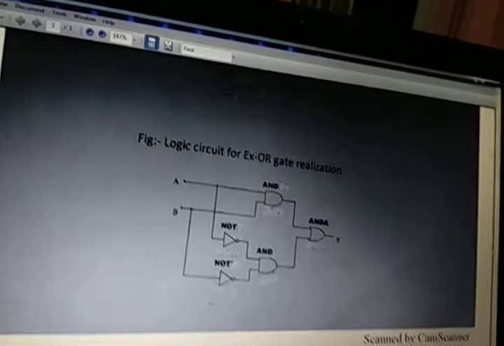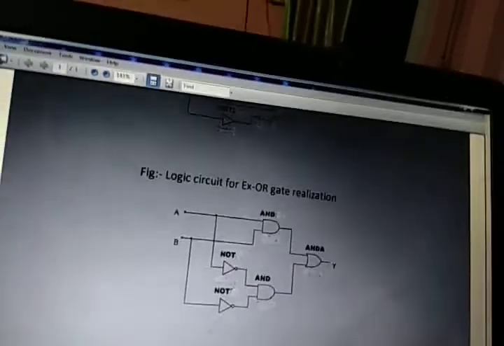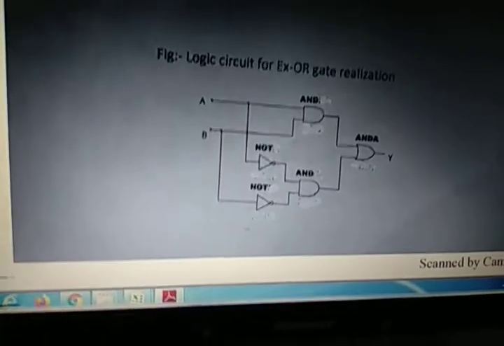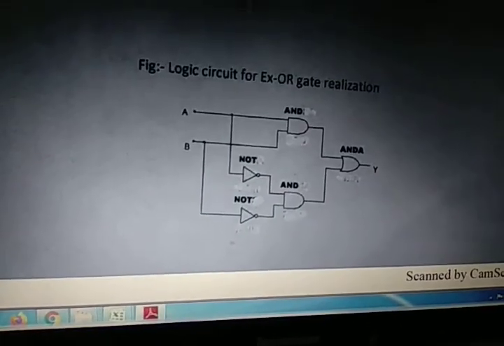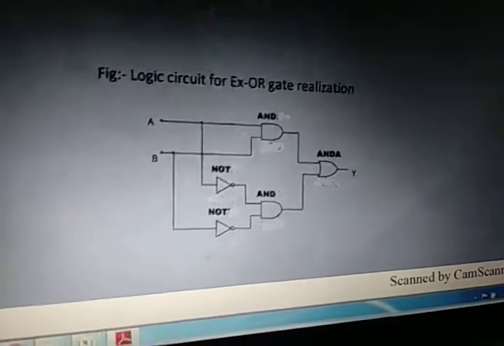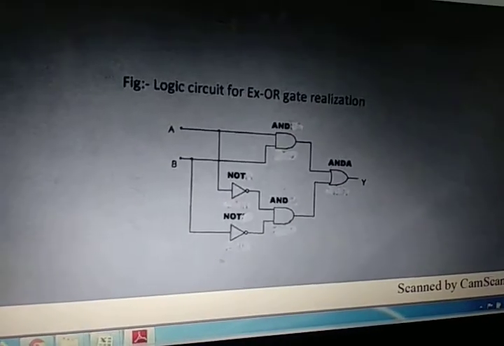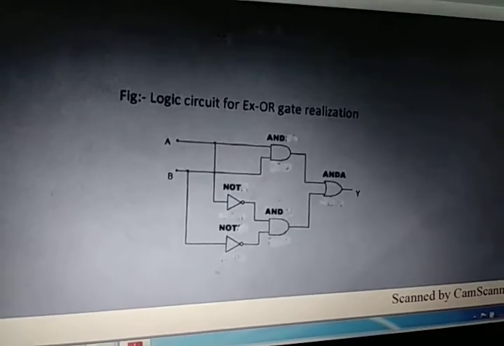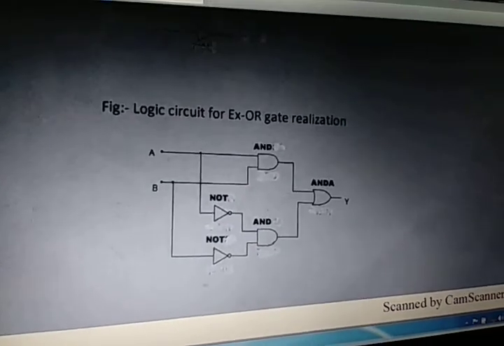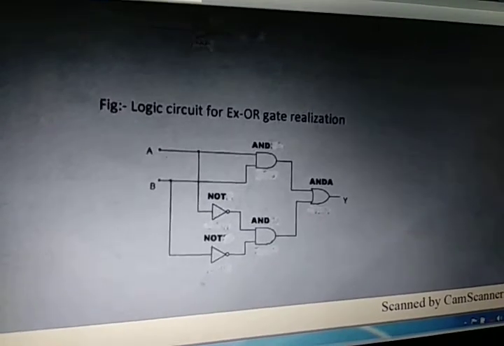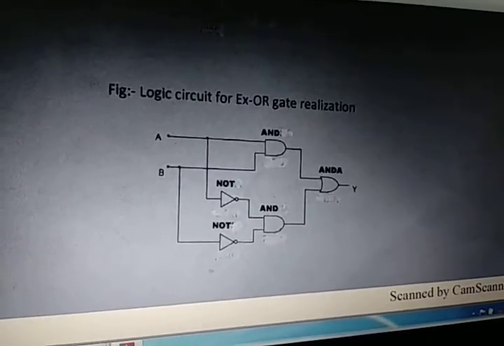So like this we can verify the truth table. That means whether in XOR gate we are getting a zero output when we put the inputs as 0 0, and for XNOR gate whether we are getting a one output when the two inputs are equal. So that we can verify experimentally.